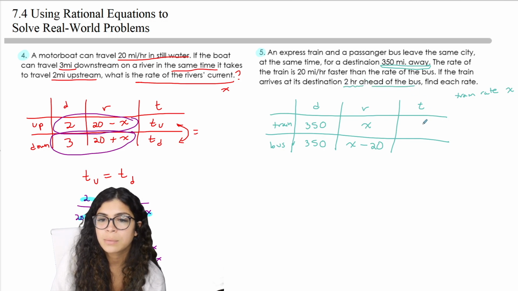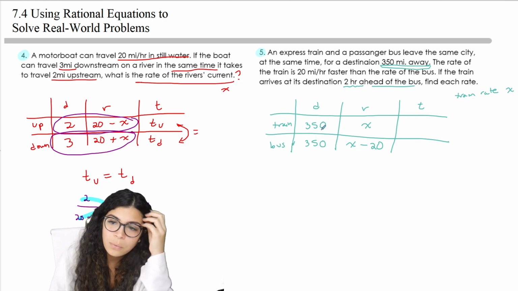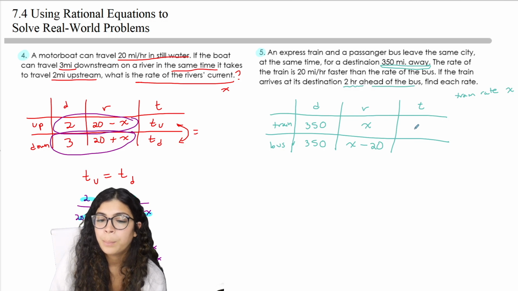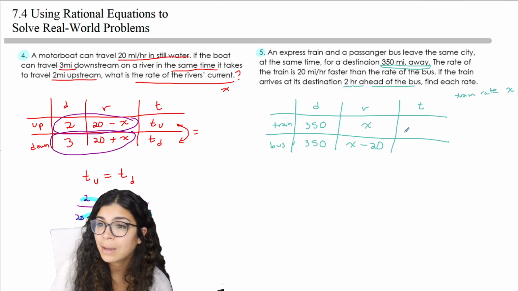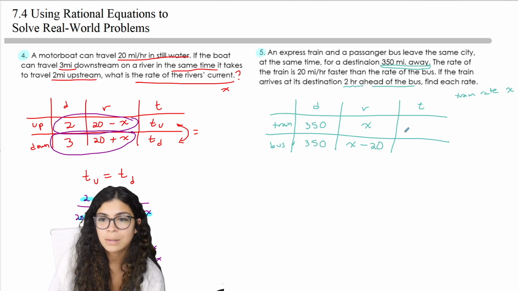So what is the relationship here? If you're arriving 2 hours ahead, that means that you were faster. So that is for the train. The train arrives earlier. But arriving earlier with time means less time, right? So that's a little bit tricky.